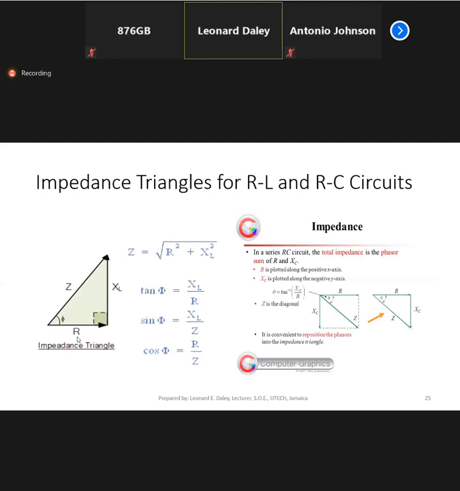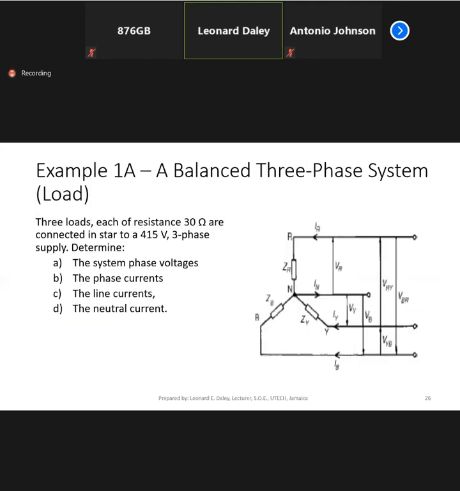And so the power factor can be calculated from R over Z, the power factor of the particular load. And the same thing over here for the RC load. So this is something I know that you know already, so it's just basically a review. All right, so let's see. We have an example here.